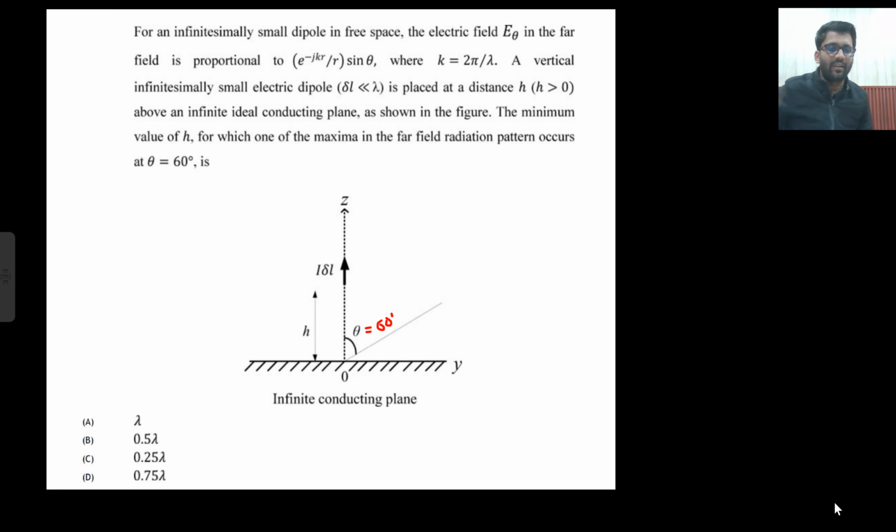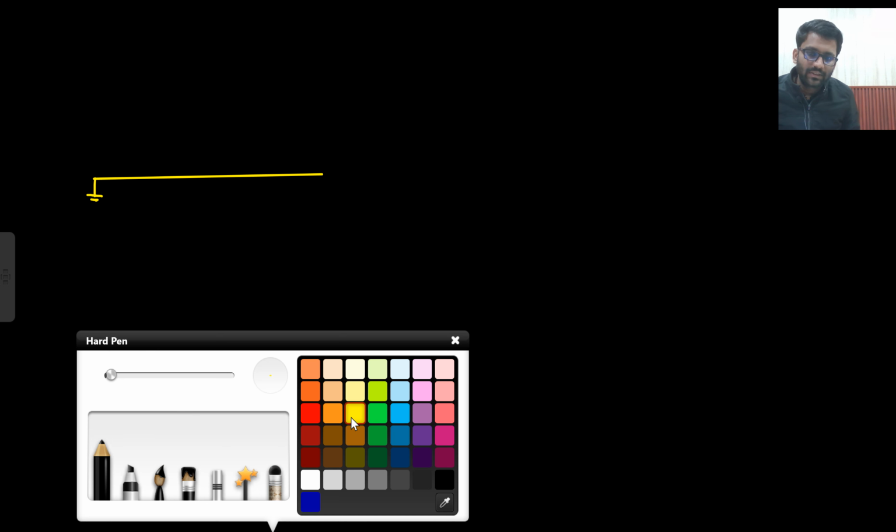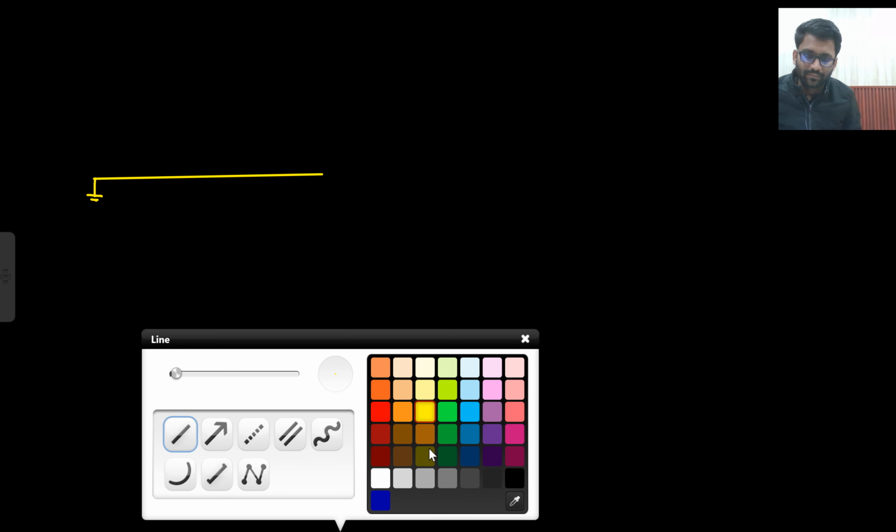This is a conducting plate. So one thing, if you see the conducting plate, what should click to you? Conducting plate is there, ground. Above this, you are having an antenna at height h.